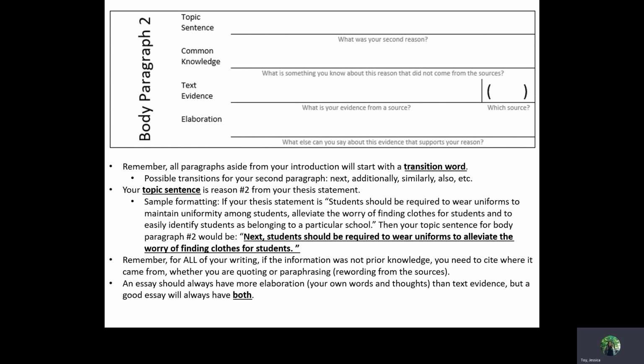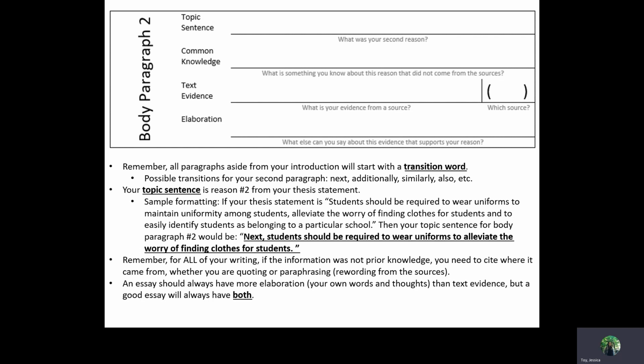So again, remember, for all of your writing, if information was not prior knowledge, you need to cite where it came from, whether or not you are quoting or paraphrasing, which is rewording the sources. An essay should always have more elaboration, which are your own words, than text evidence. But a good essay will always have both.